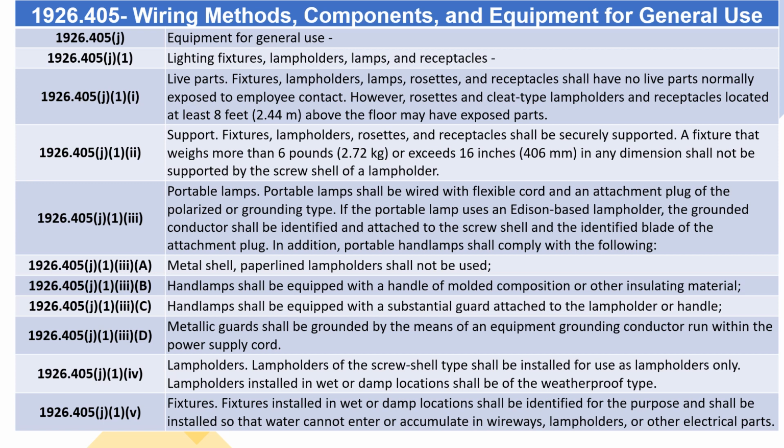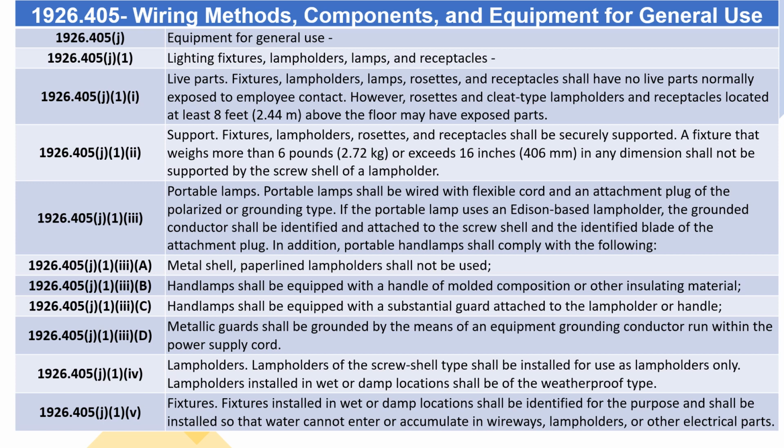1926.405(J)(1)(ii) Support. Fixtures, lamp holders, rosettes, and receptacles shall be securely supported. A fixture that weighs more than 6 pounds (2.72 kilograms) or exceeds 16 inches (406 millimeters) in any dimension shall not be supported by the screw shell of a lamp holder. (iii) Portable lamps. Portable lamps shall be wired with flexible cord and an attachment plug of the polarized or grounding type. If the portable lamp uses an Edison-based lamp holder, the grounded conductor shall be identified and attached to the screw shell and the identified blade of the attachment plug.